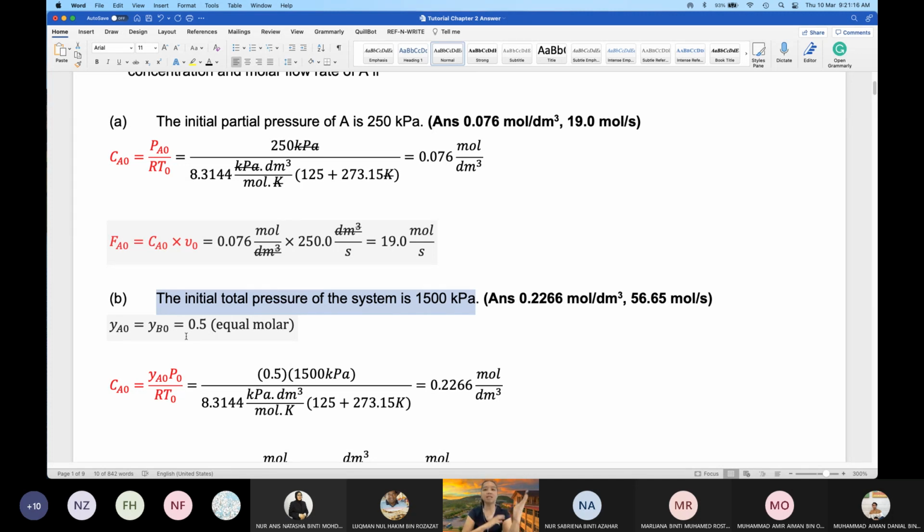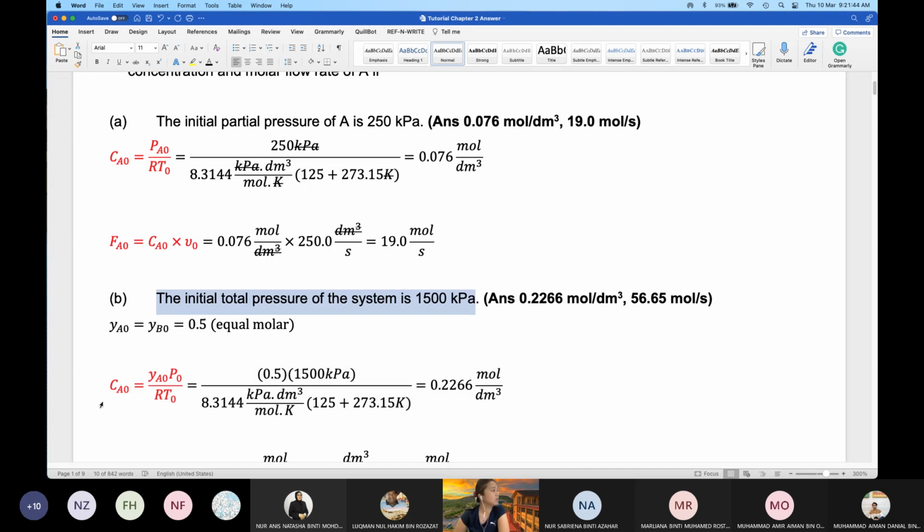Okay, in the question they say equal molar. Just now it said equal molar initially. It means 50% mole A, 50% mole B. So this 1,500 actually consists of 50% A, 50% B. So, by right, the pressure of A is 750 and the pressure of B is also 750 kilopascal.